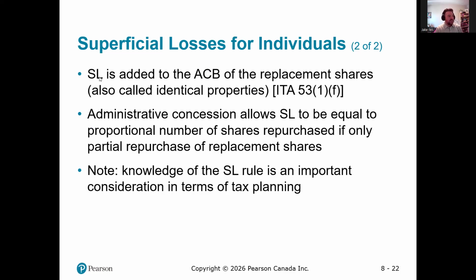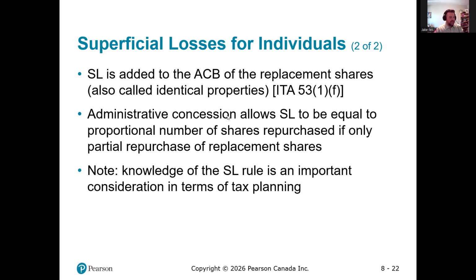So what they do with this superficial loss is they add it to the ACB of the replacement shares. So if I originally bought the shares, the value went down and I sold and repurchased, they say, well, that change in value is your loss. But if it's a superficial loss, we're just going to add it back to your cost base. We're just going to add it back. Your cost base is still the same.